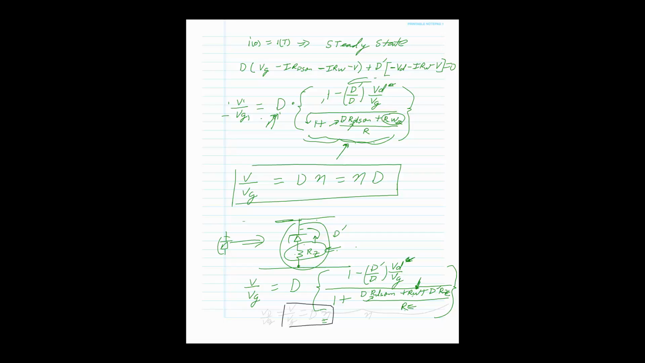And now our efficiency again, this will become our new efficiency. And V out over V G, or V over V sub G, which is V out, is D times the efficiency.